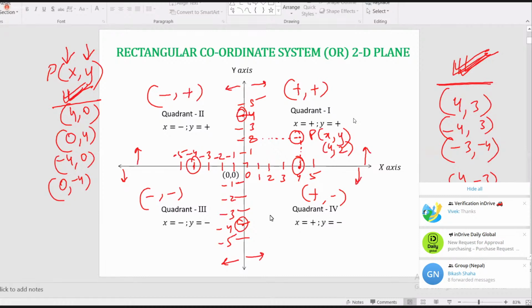So these can be segregated on the basis of the quadrant, but the point is, if the point is lying inside the quadrant, it cannot lie on the axis, and if it is lying on the axis, it cannot lie inside the quadrant. That is for very sure.